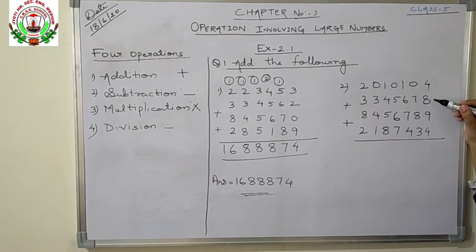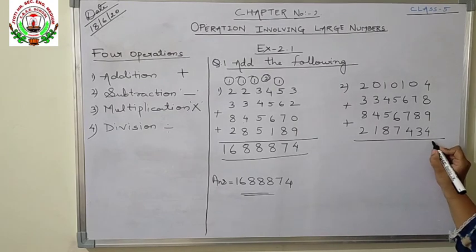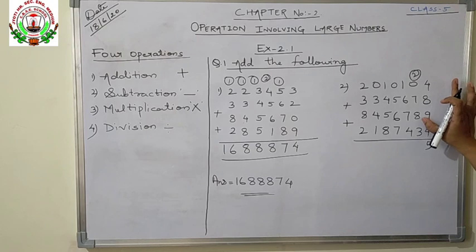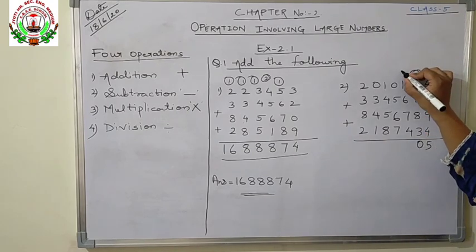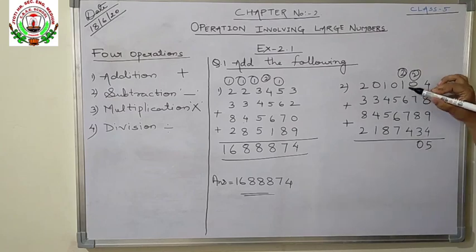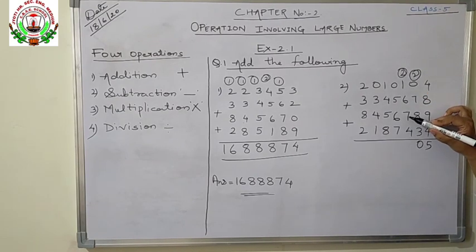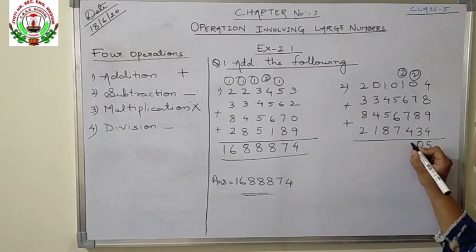Let's add this. Okay, 8 plus 4 is 12. 12 plus 9 is 21. 21 plus 4 is 25. 5 carry forward 2. 7 plus 2 is 9. 9 plus 8 is 17. 17 plus 3 is 20. 0 carry 2. 6 plus 1 is 7. 8, 9. 9 plus 7 is 16. 16 plus 4 is 20.